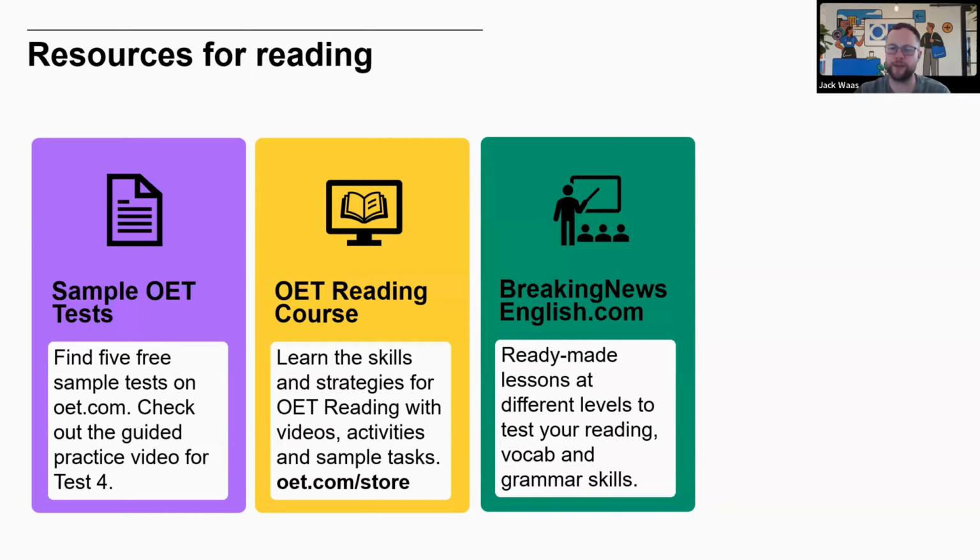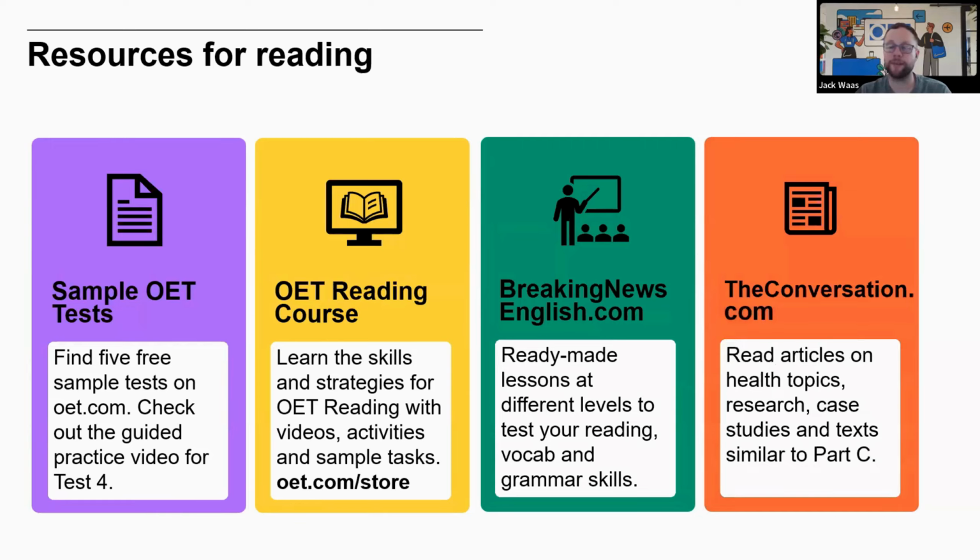Some non-OET resources we recommend are the website breakingnewsenglish.com. Here you can find texts on different topics and levels of difficulty. They are ready-made lessons and activities to test your reading, vocab, and grammar skills, including some tools to practice speed reading. Finally, medical journals and publications are, of course, great ways to practice your reading skills. TheConversation.com is an online newspaper with articles similar to those in Reading Part C, with differing opinions and expert insights.